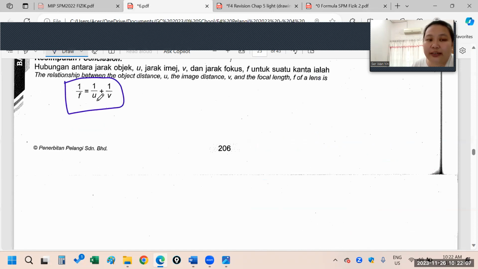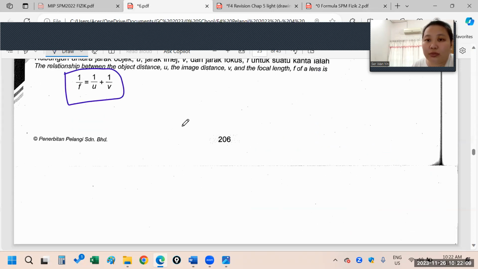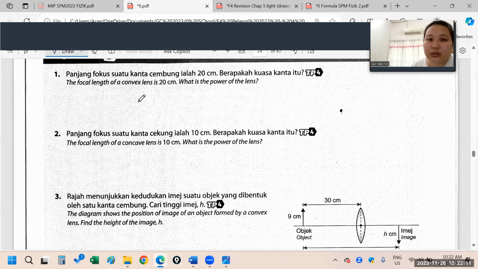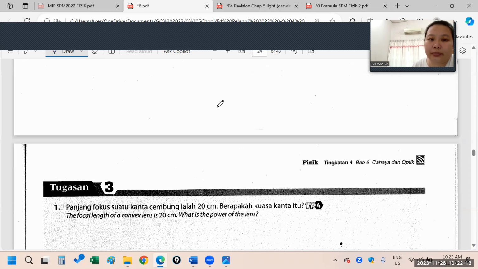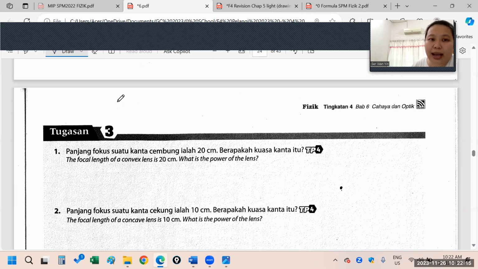Okay, now 1 over f equals to 1 over u plus 1 over v. So now, and oh yeah, one more. Power of the lens equals to 1 over f in meter.